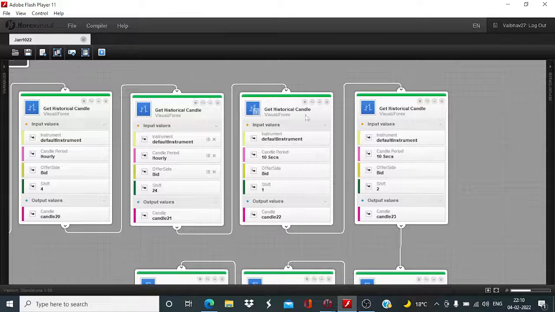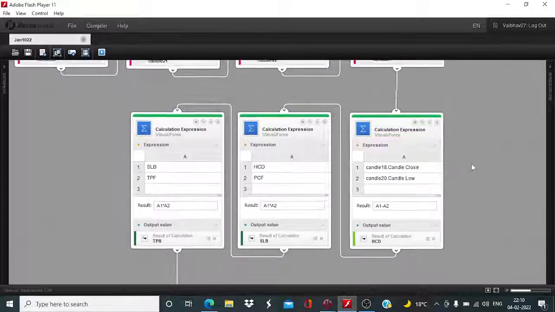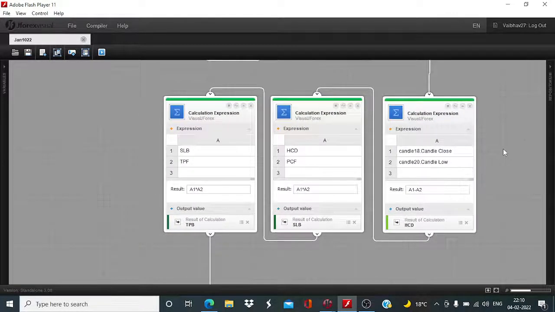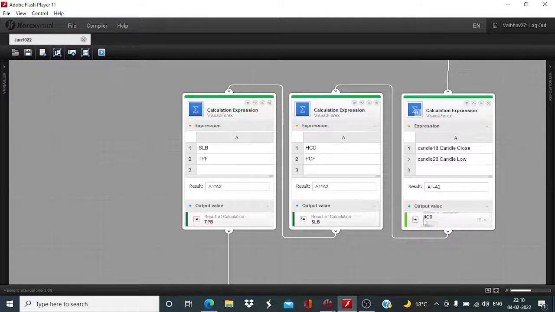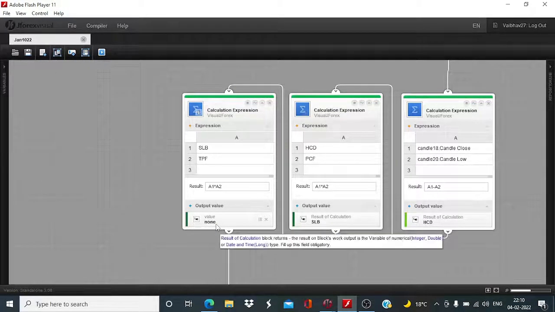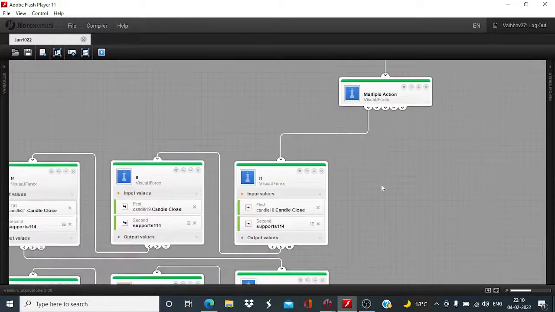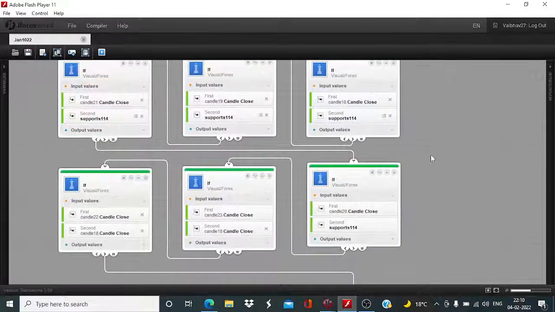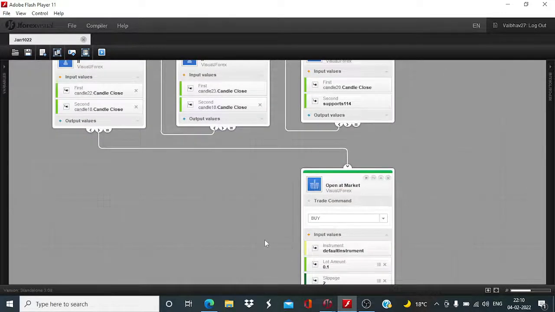And afterwards, to pinpoint the exact entry point, this 10-second candle period is also being utilized. And to define the difference between the hourly candle close values, we have taken into consideration this calculation expression block, and using that difference, this stop loss and the take profit level has also been defined. And on the lower side, we have these conditions in place for execution of the buy trade.